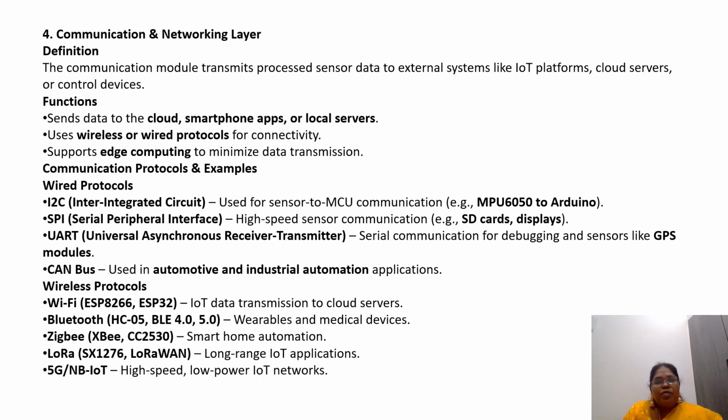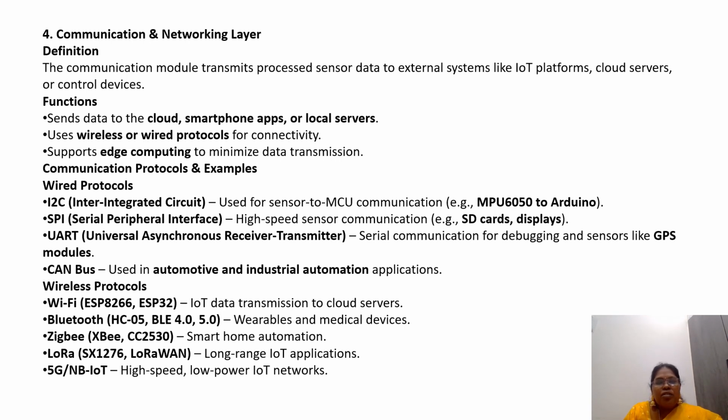So these are some of the examples of the wired protocols. I2C, that is inter-integrated circuit, is used for sensor to MCU communication. SPI, the serial peripheral interface, is for high speed sensor communication. We can use this for SD cards and displays. And UART, universal asynchronous receiver and transmitter, is for serial communication for debugging and for sensors like GPS modules. And CAN bus is used in automotive and industrial applications. These are some of the examples of the wired protocols.